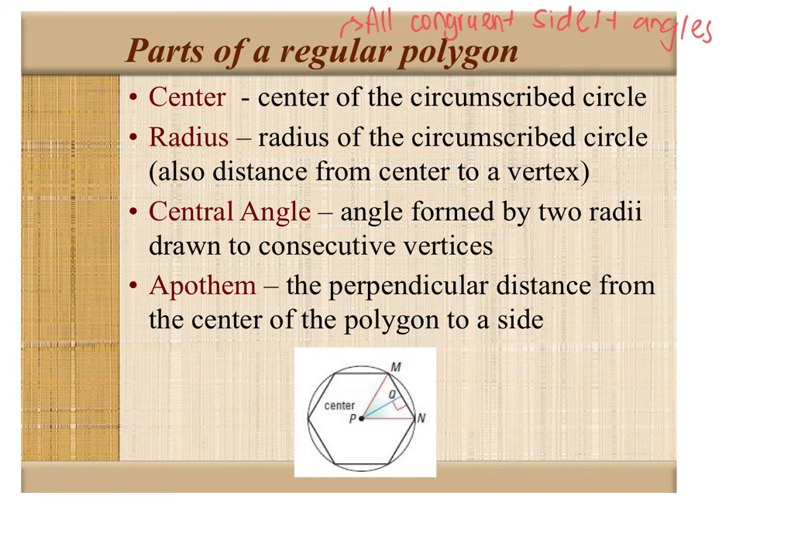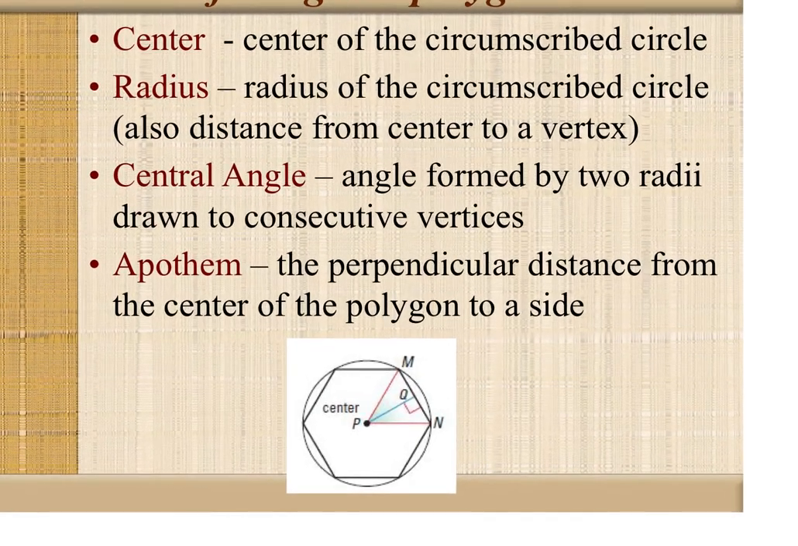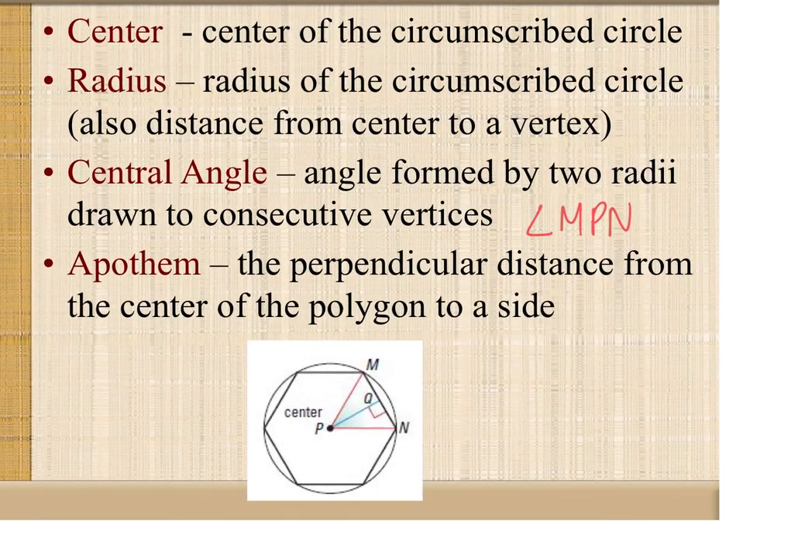Your central angle is formed by 2 radii drawn to consecutive vertices. So what I want you to do is next to central angle, what would be the central angle of the figure drawn below? Don't say angle P because there's 2 angles there. MPN, very good. Remember, it's formed by 2 of the radii.